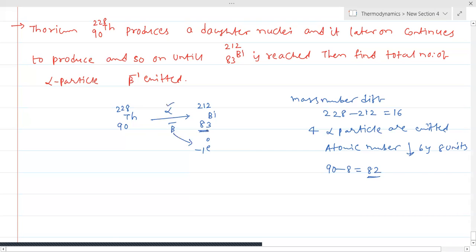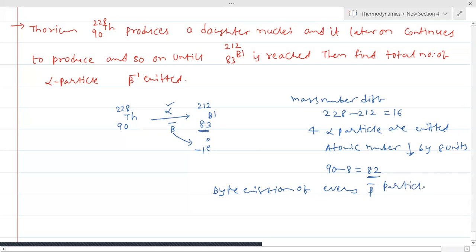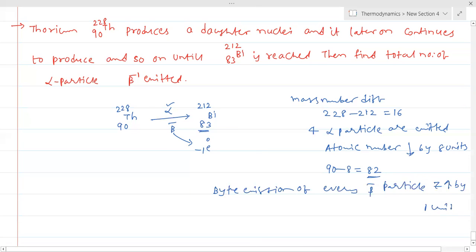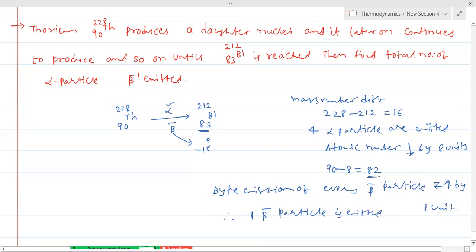83 is given, and we know that by the emission of every beta minus particle, the atomic number Z increases by 1 unit. So 82 is increased to 83. Therefore our conclusion is that 1 beta minus particle is emitted.